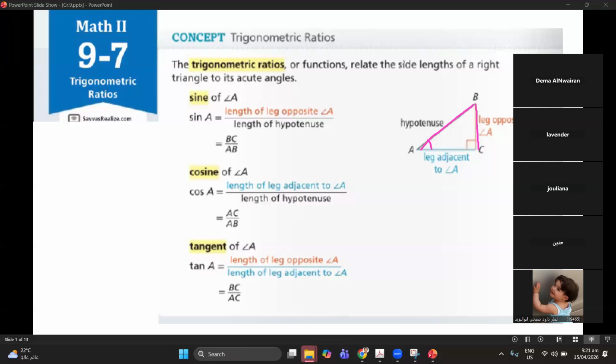For the cosine, it is the adjacent length. So which one is the adjacent? It's AC over the hypotenuse, which is AB. So cosine A is AC over AB. And the last one, the tan. The tan is sine over cosine, or we can say it is the opposite over the adjacent.